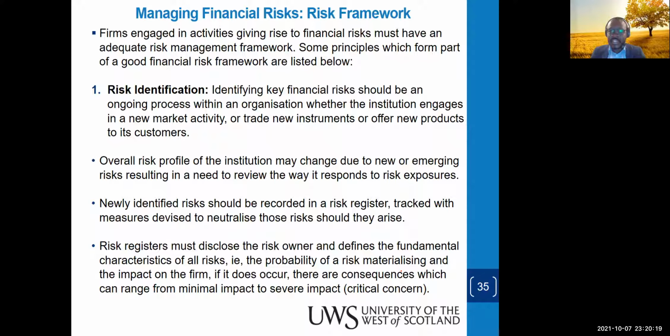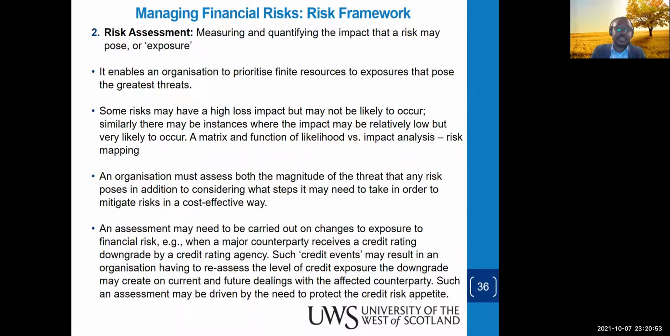The risk register should usually include who owns that risk, the risk owner. Whom can it be assigned to? The fundamental characteristics of the risk, the probability that it will materialize. If it materializes, what is the impact? What are the consequences? So you should normally rank or flag the consequences in terms of low risk, medium risk, high risk, critical risk, significant risk, material risk. So that's what the risk register should do.